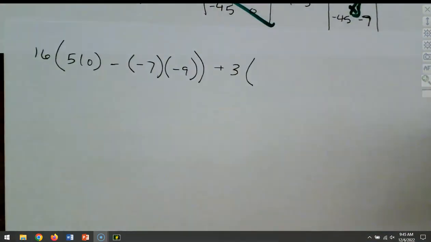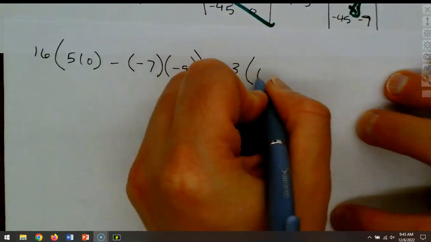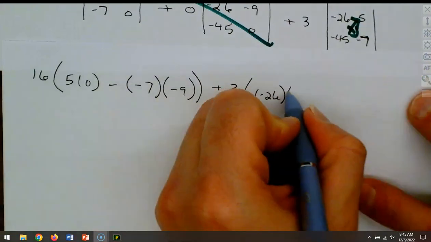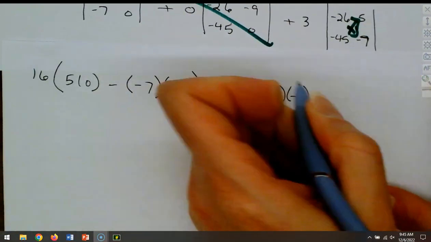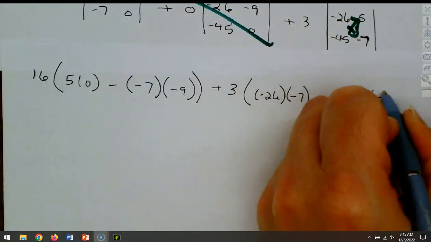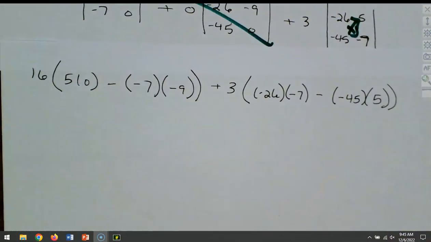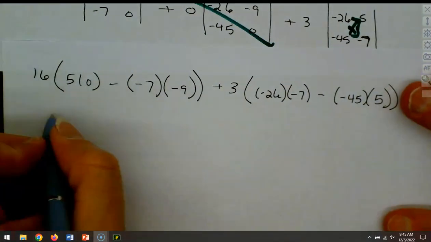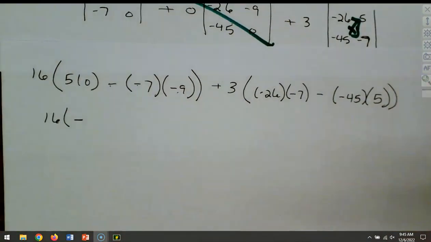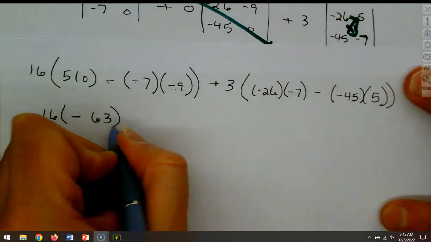And what do we have? We have a negative 26 times a negative 7, and then we have a minus 45 times 5. Now, the numbers are larger, but that's okay. We have a calculator. So let's go ahead and work this out. We've got 16. Triple negative keeps it negative. And we've got 7 times 9, so that's a negative 63 there.